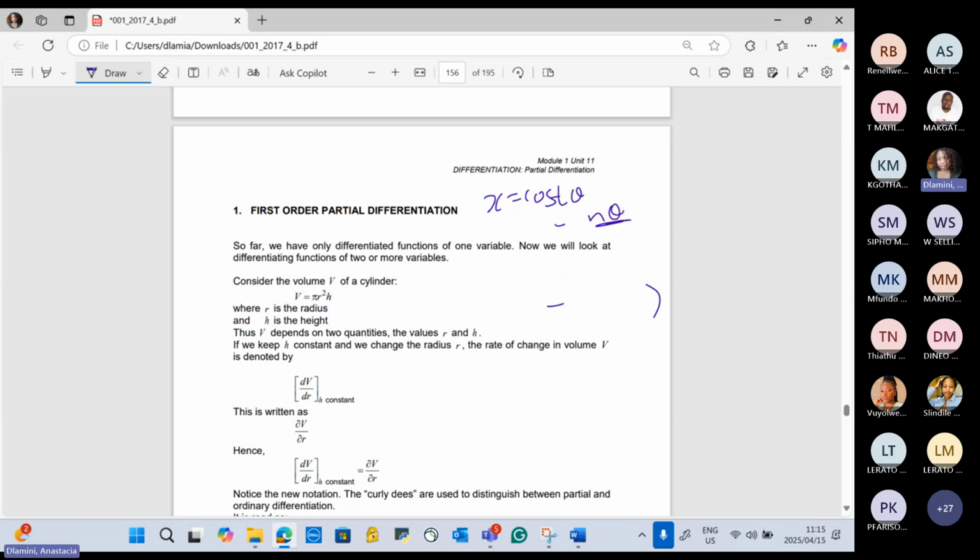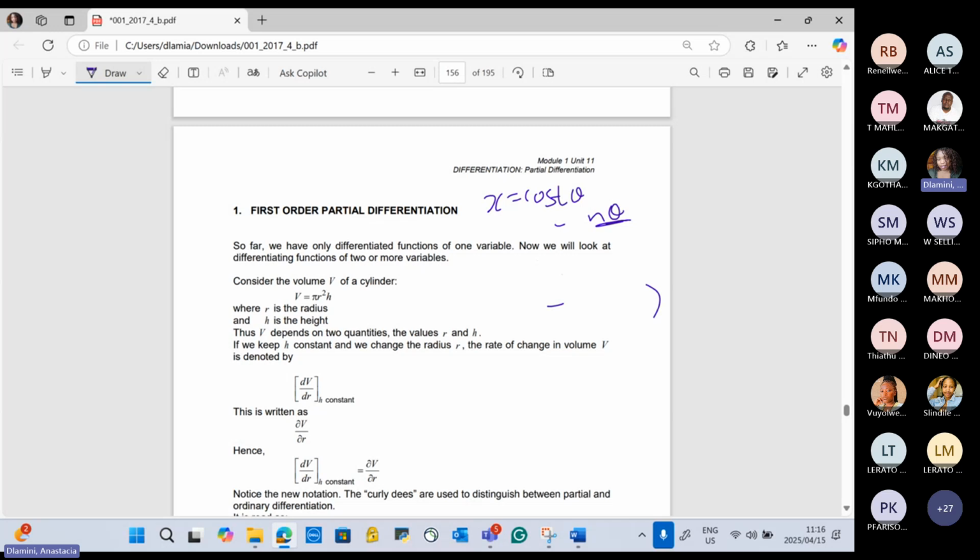So they are saying that now we look at differentiating functions of two or more variables, right? For example, consider a volume V of a cylinder. We know that the volume of a cylinder is equal to pi r squared h, where r is the radius and h is the height. Thus, the volume depends on two quantities. Do you see that? So the volume depends on two quantities.